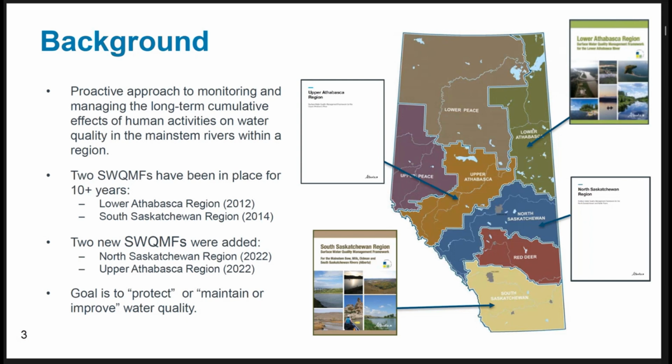The framework commits Alberta Environment and Protected Areas to monitoring, evaluating, and reporting on water quality conditions, and to protecting, maintaining, or improving water quality by initiating and sustaining management responses when water quality changes become a concern. Next slide, please.